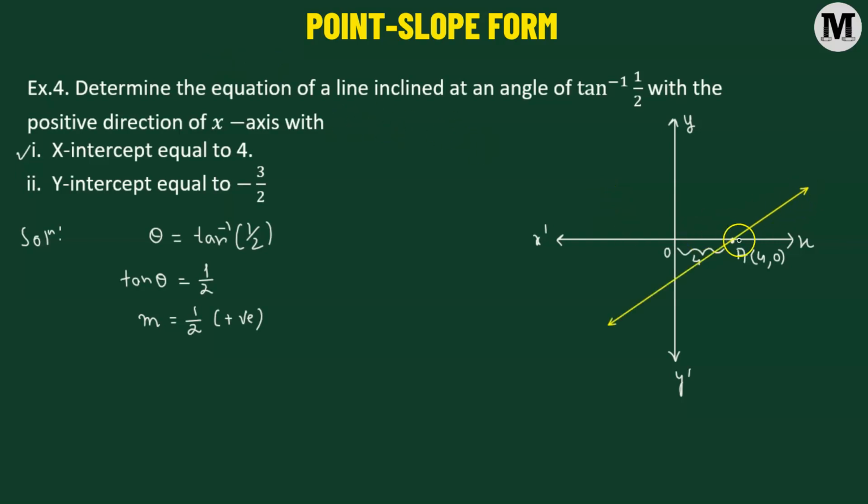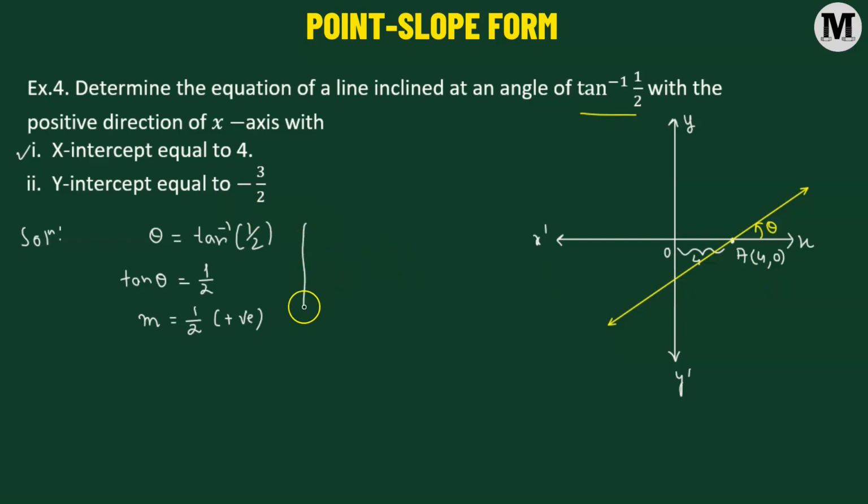So here we have the line passing through point A. It's making an angle theta with the positive direction of x-axis. Theta here is nothing but the inverse tangent of 1/2. Using that information, we have already obtained the slope of the line. The line also passes through the point A, (4, 0). So we can use the point slope form to obtain the equation of that line. Okay, let's do that.